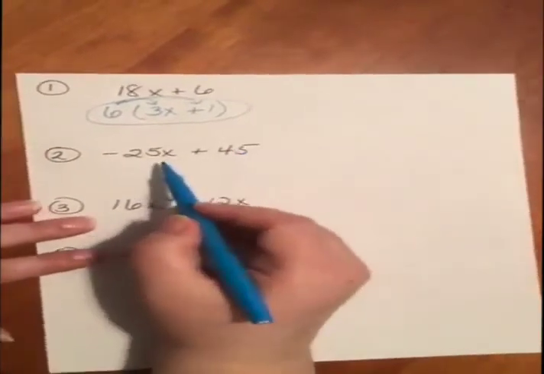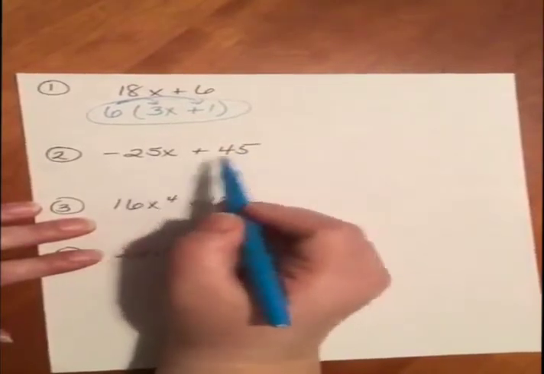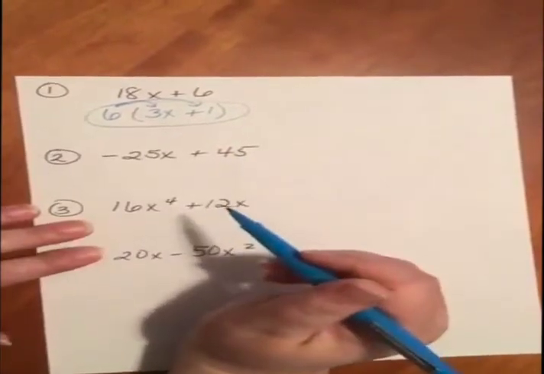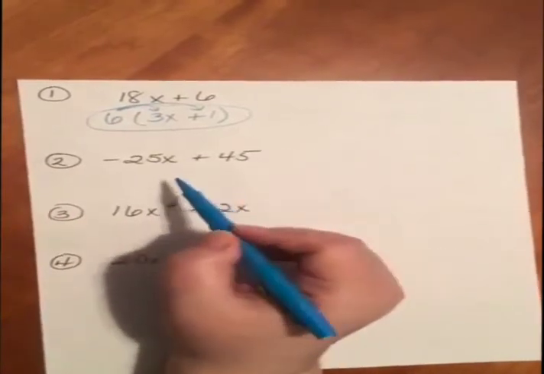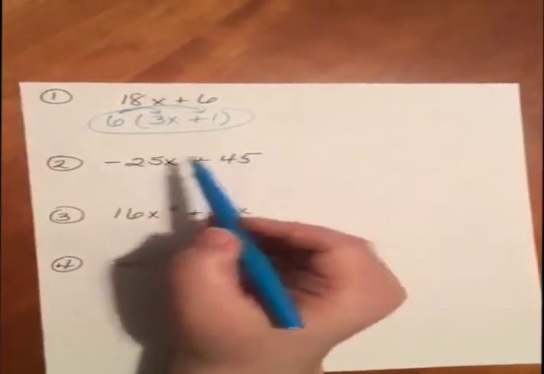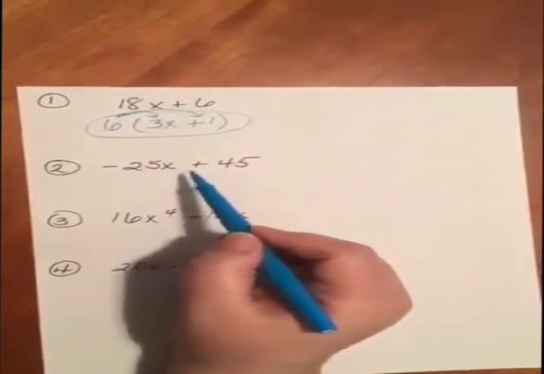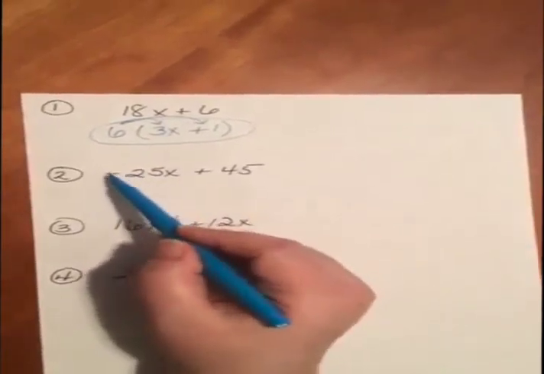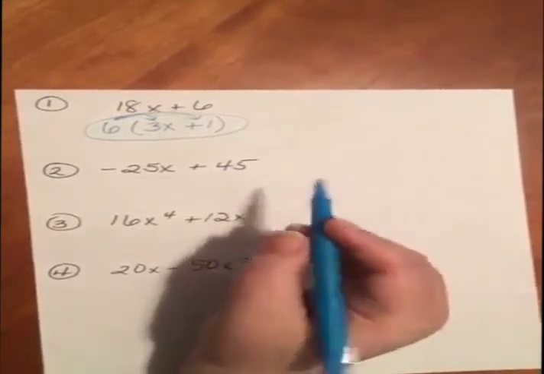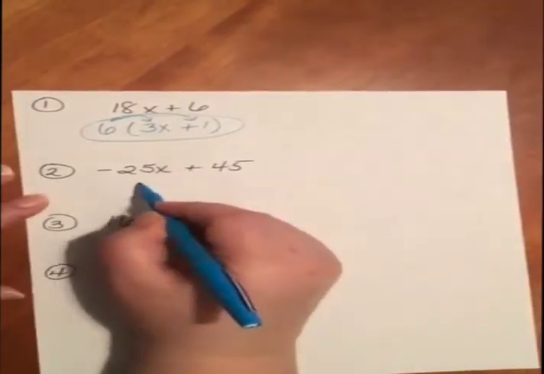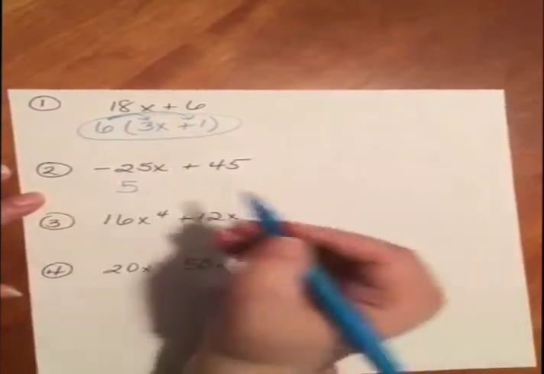In example number 2, you're looking for a greatest common factor. Because they both end in 5, 5 looks to be the greatest, and it is. Some people might get confused with the negative 5. Please don't get confused by that negative symbol. Between 5 and negative 5, 5 is greater. So our greatest common factor is 5.